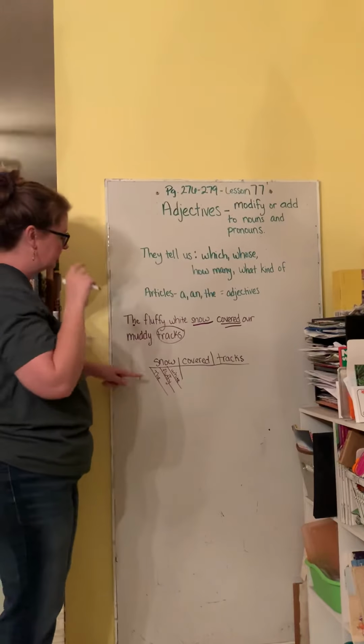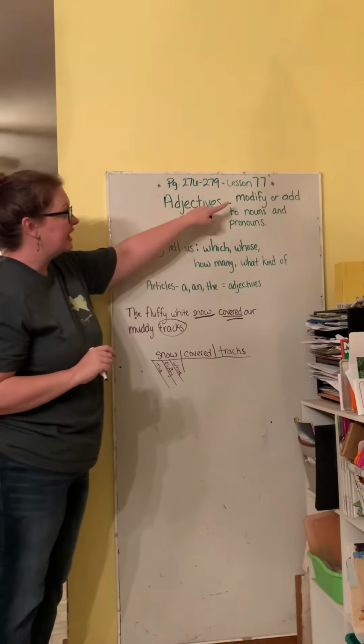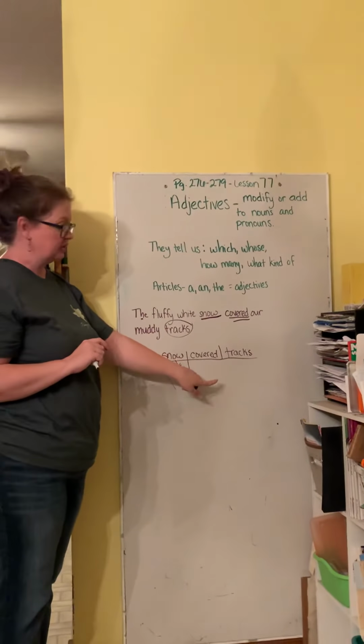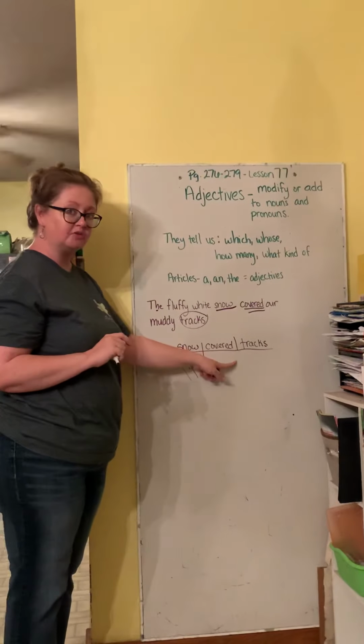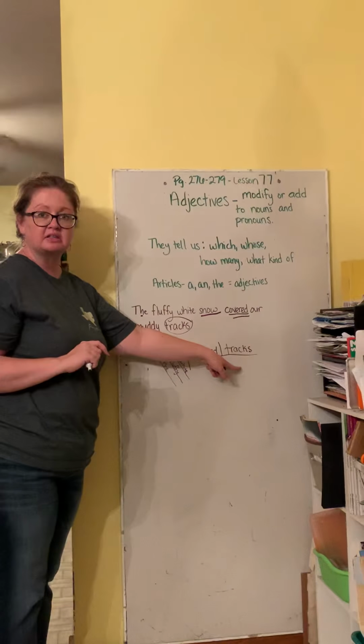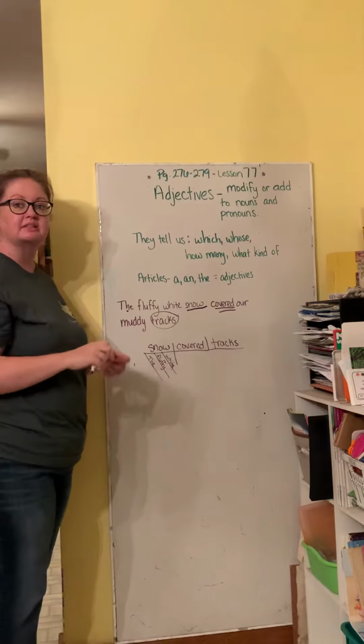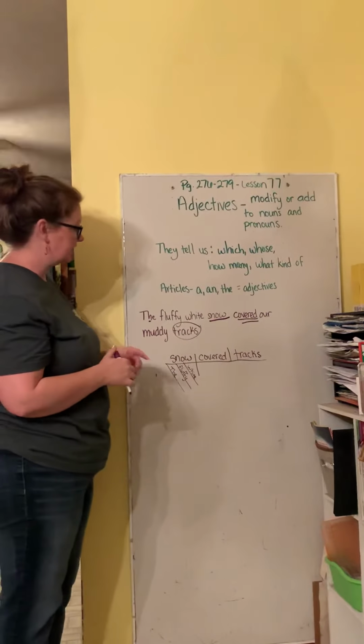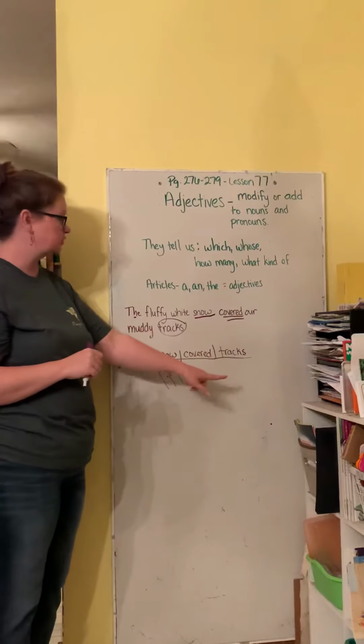Okay, now remember, adjectives modify nouns or pronouns. It doesn't modify a verb. So I'm going to skip right over my verb and go to my direct object. We know direct objects are nouns or pronouns. In this case, we have the noun tracks.